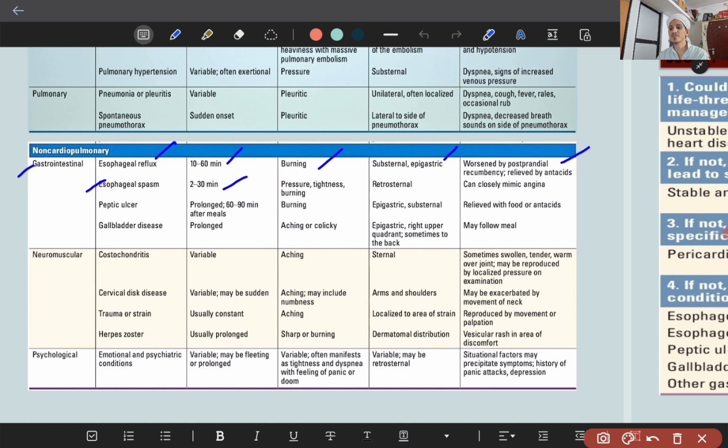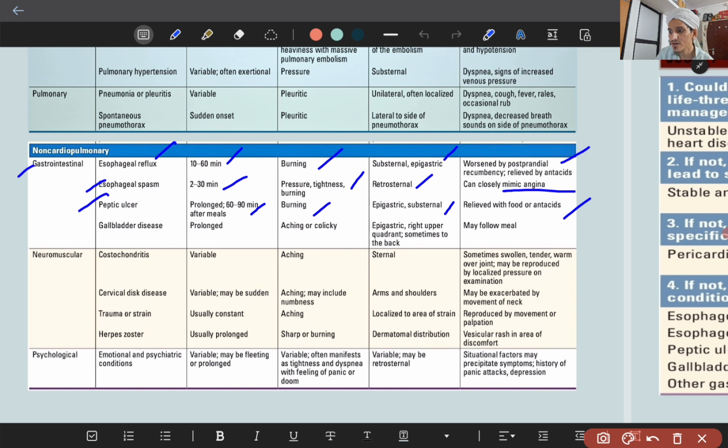So that spasm of the esophagus, because of high sensitivity of the esophagus, will produce pain similar to myocardial infarction. So you will have pressure, tightness, burning, retrosternal. Closely it mimics angina. Okay, then peptic ulcer: prolonged pain, 60 to 90 minutes after meals, burning type, epigastric and substernal, relation with food and acids. Remember, all these gastrointestinal causes of pain have association with meal.